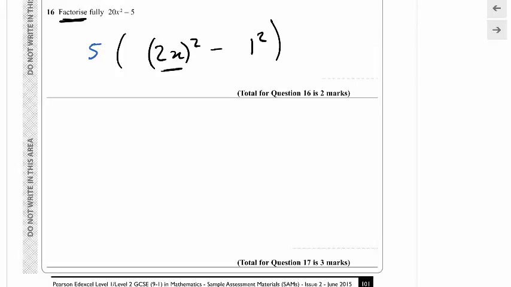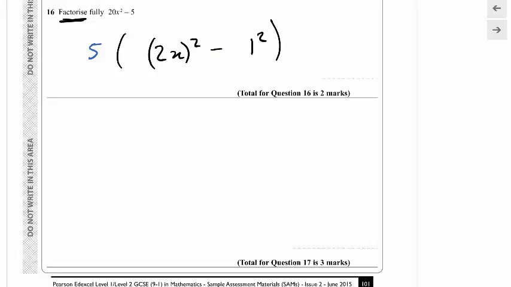Okay, so this thing inside of brackets, the 2x, is a square number, because when I square it, it becomes a square number, right? And this 1 squared is also a square number. So remember what I do. I've got a subtract in the middle, so that's a difference. It's a difference of 2 squares, right?